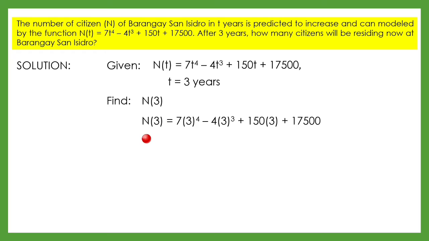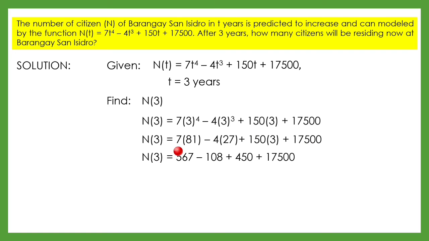Okay, so we have N of 3 equals 7 times 3 raised to 4 minus 4 times 3 cubed plus 150 times 3 plus 17,500. Okay, so let's evaluate. N of 3 equals, 3 raised to 4 ay equals sa 81, 3 times 3 times 3 times 3. 7 times 81 minus 4 times 27. So, yung 3 cubed equals sa 3 times 3 times 3. Plus 150 times 3 plus 17,500.